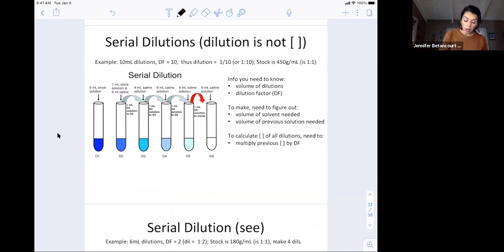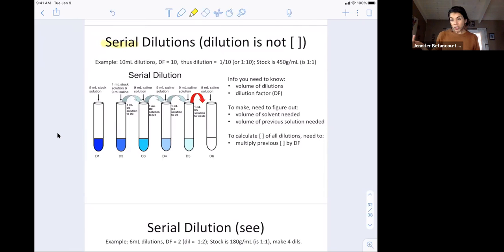So the key comes really from the name of this whole procedure. Serial means doing something the same way every single time and doing it multiple times in a row. That's what serial means. Serial diluting, serial killing.